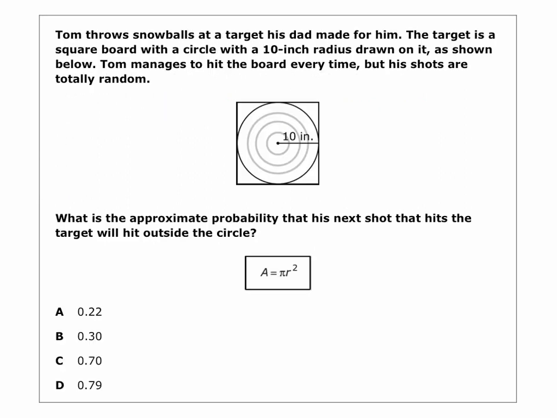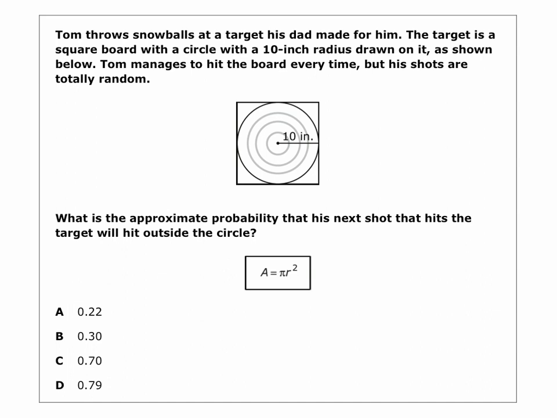The last example says Tom throws snowballs at a target his dad made for him. The target is a square board with a circle with a 10-inch radius drawn on it, as shown below. Tom manages to hit the board every time, but his shots are totally random. What is the approximate probability that his next shot that hits the target will hit outside the circle? This is a probability question. Clearly, it says probability right in the question.